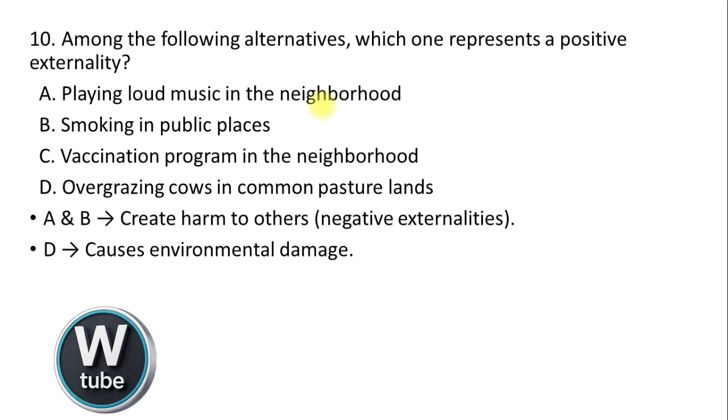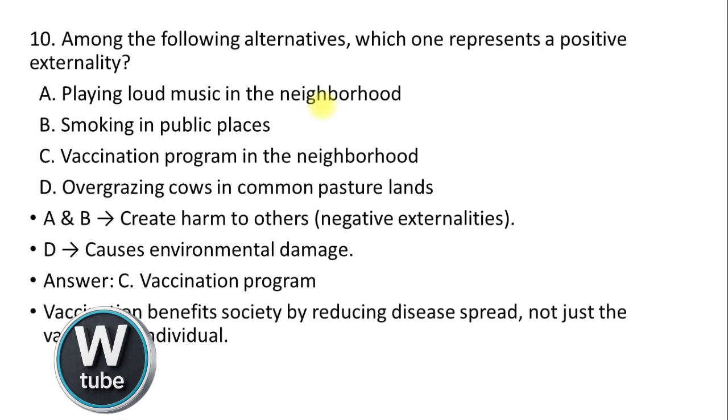While overgrazing cows in common pasture lands causes environmental damage, it does not represent positive externalities. So a vaccination program is a positive externality, which means vaccination benefits society by reducing disease spread, not just the vaccinated individual. So C is the correct answer.